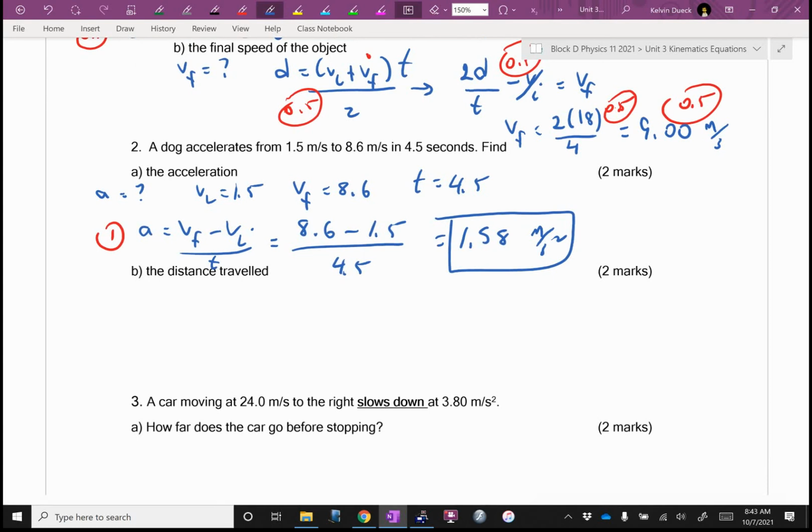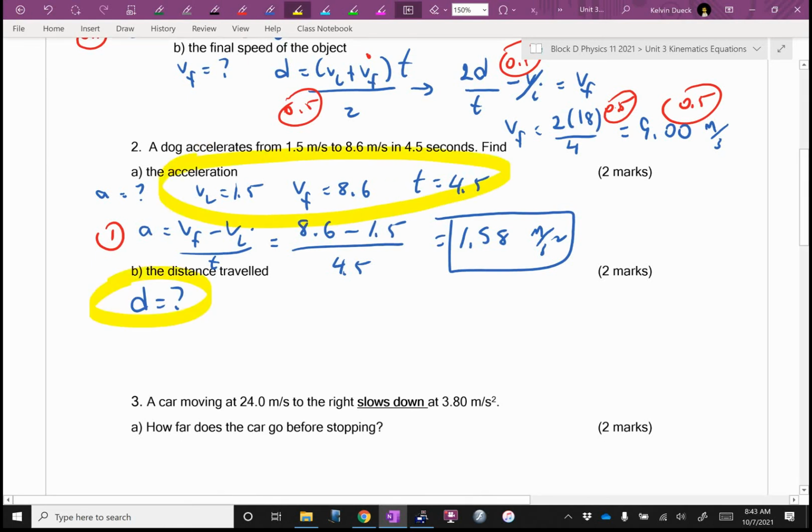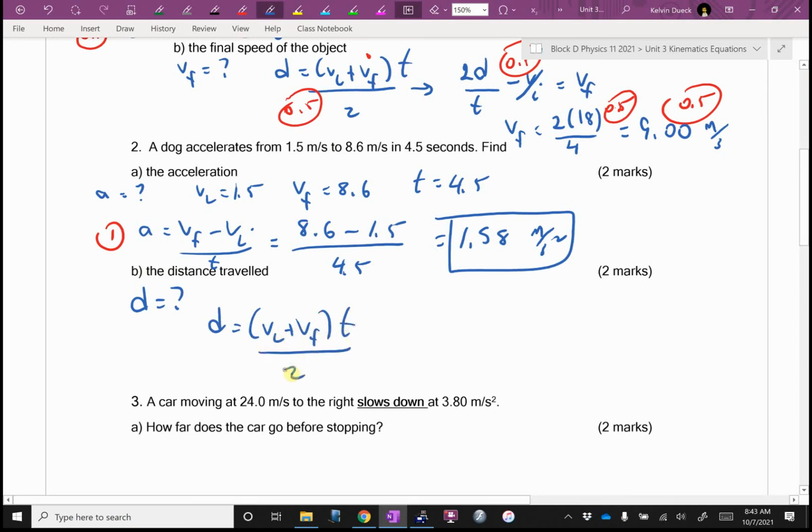Lena, what's B want me to find? Okay. I could use A, but I think, Lena, there is an equation that has a VI, a VF, a T, and a D. Which one? The one with brackets, yeah? And the nice thing about that one is the D is already by itself, so winner, winner. D equals bracket VI plus VF times T all over 2. It's going to be 1.5 plus 8.6 times 4.5 all over 2.